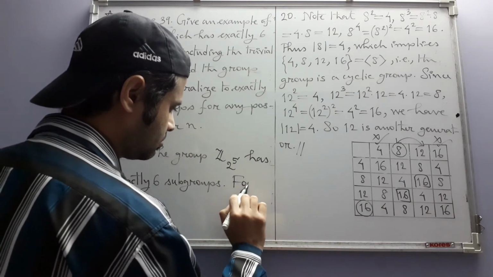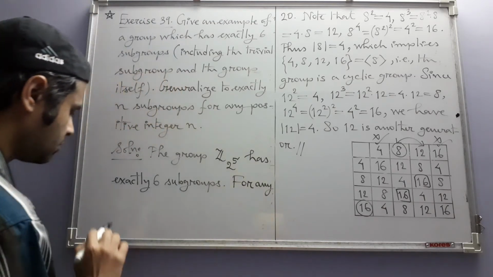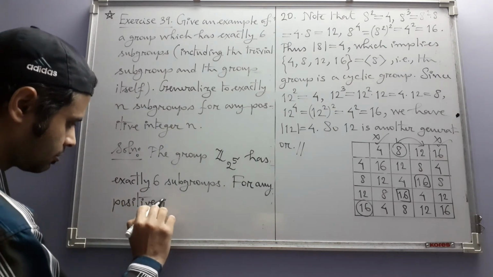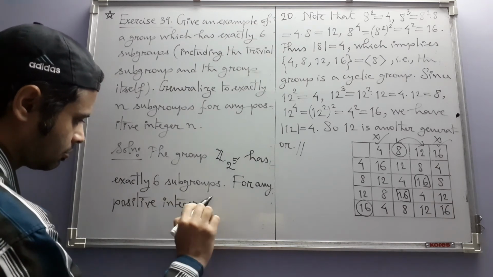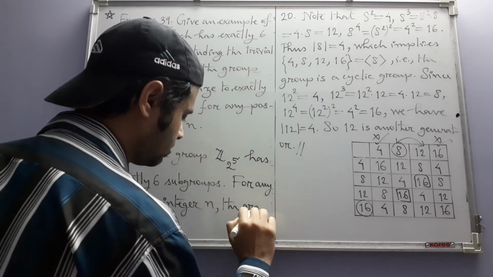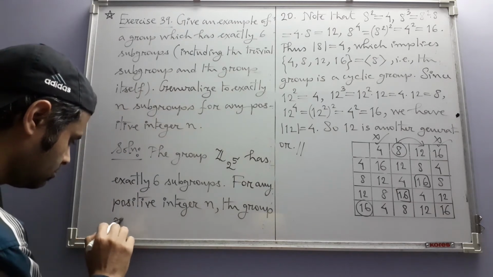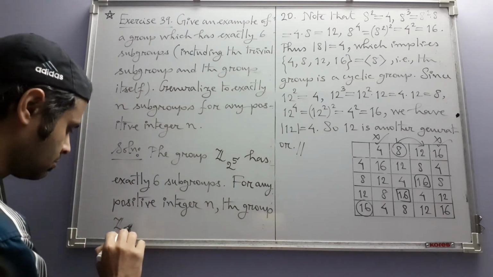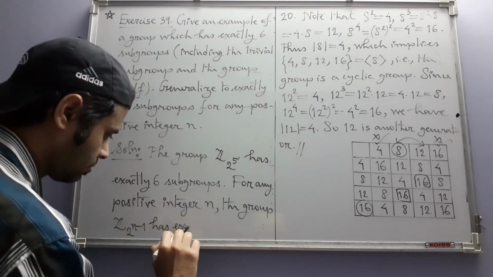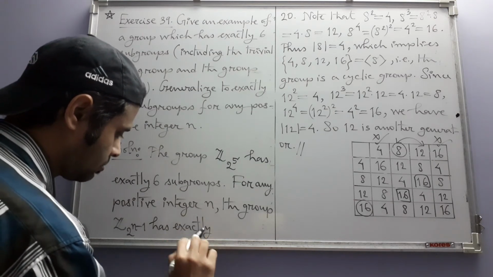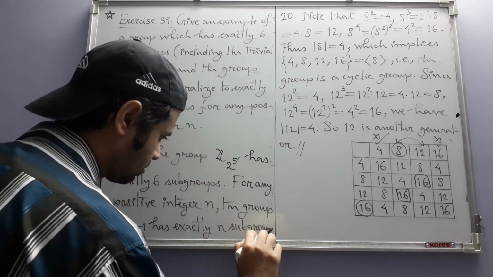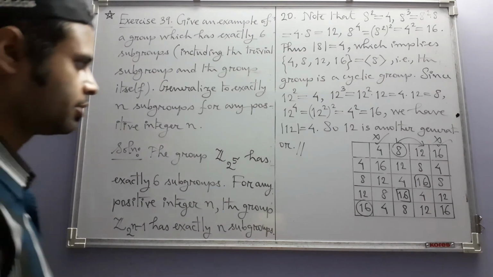For the other part, for any positive integer n, the group Z p to the power n minus 1 has exactly n subgroups. So that is the solution.